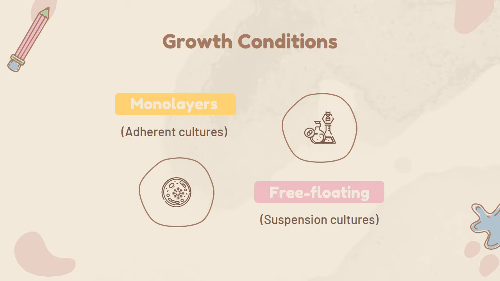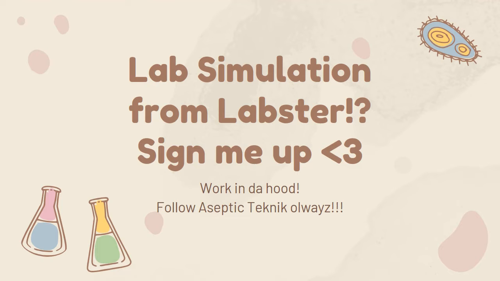For monolayer cultures or adherent cultures, cells are grown in a single layer on a flask or petri dish containing the culture medium. For free-floating or suspension cultures, single cells or small aggregates of cells multiply while suspended in liquid medium. Now let's proceed to the fun lab simulation from LAB2.